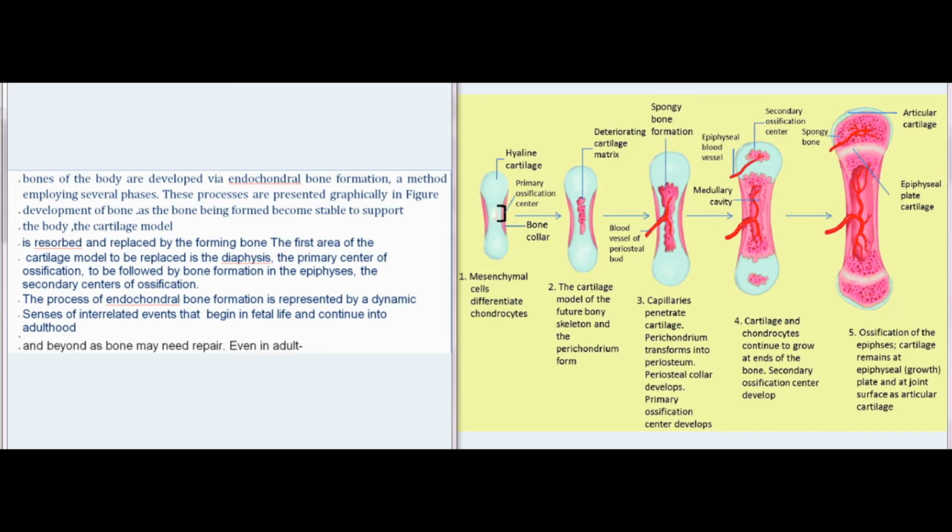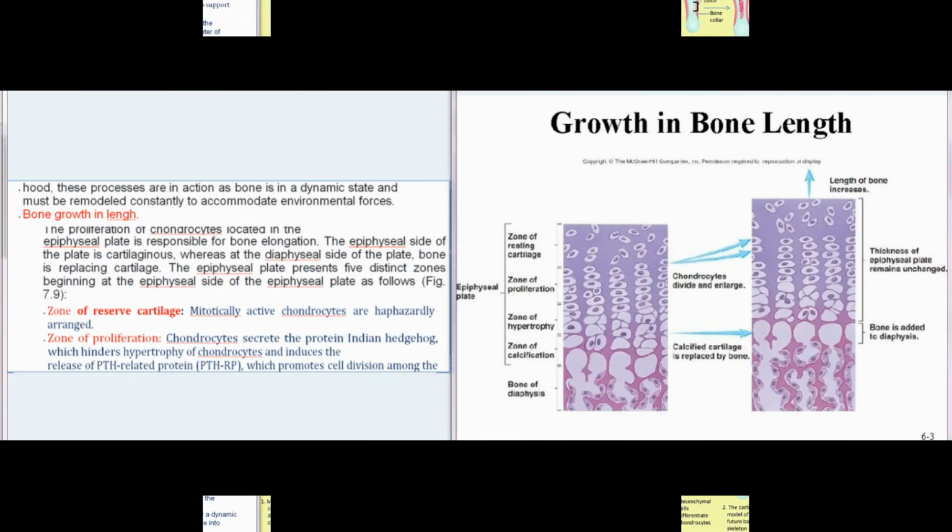The process of endochondral bone formation is represented by a dynamic sense of interrelated events that begin in fetal life and continue into adulthood and beyond, as bone may need repair. Even in adulthood, these processes are in action, as bone is in a dynamic state and must be remodeled constantly to accommodate environmental forces. Bone growth in length.